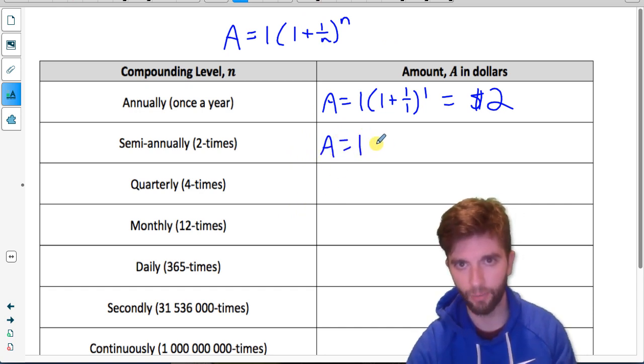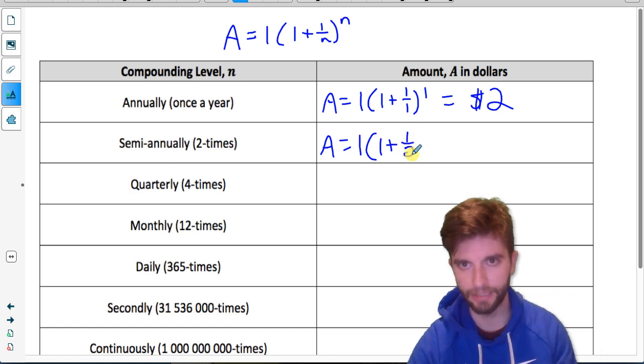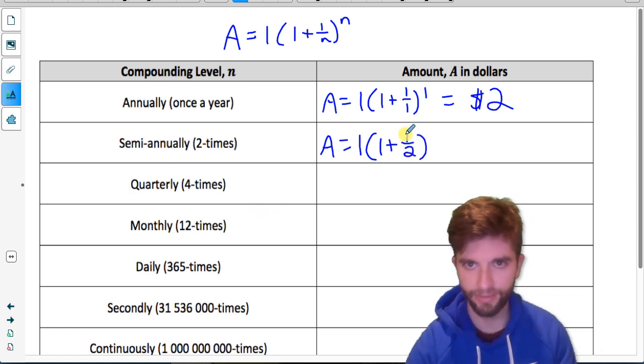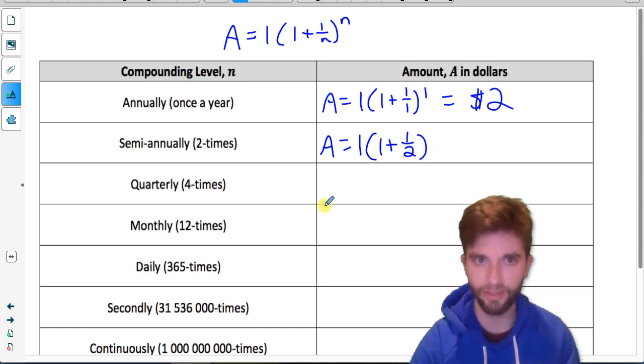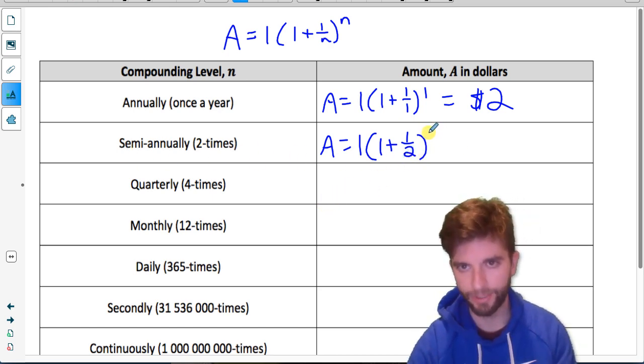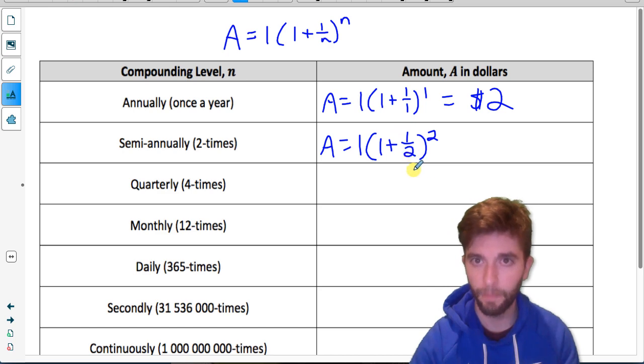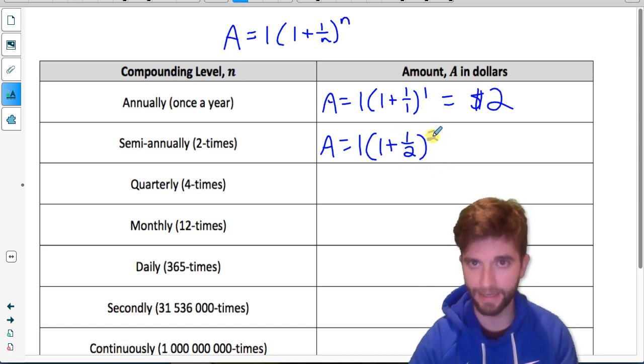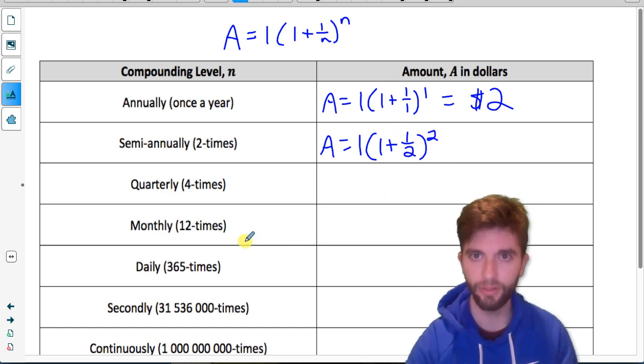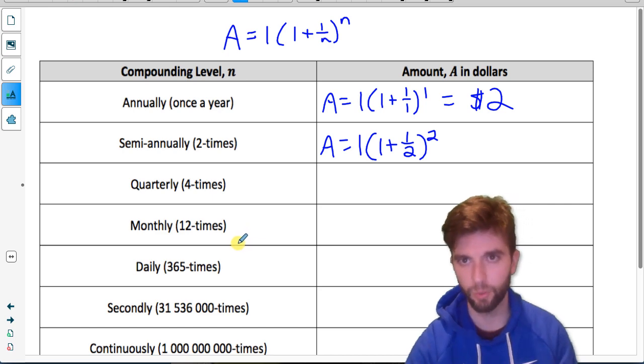Future amount would equal that $1 principal amount multiplied by 1 plus the interest rate divided by 2, because I'm now going to get the interest rate compounded semi-annually, so twice in a year. So that means I'm going to get the interest rate 2 times. Notice the interest rate is now cut in half, but I'm getting it paid twice as many times. So instead of 100% interest once, I'm getting 50% interest twice.